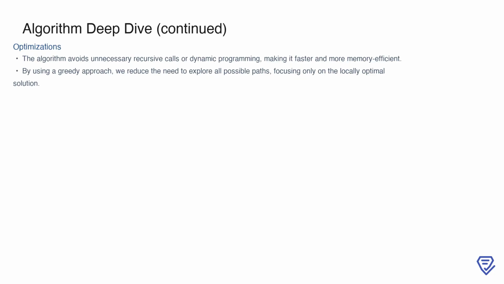The simplicity of using just 3 integer variables, jumps, current_n, and farthest, ensures that the solution is not only fast but also highly space efficient. This combination of speed and minimal memory usage highlights the strength of the greedy approach for solving this problem.